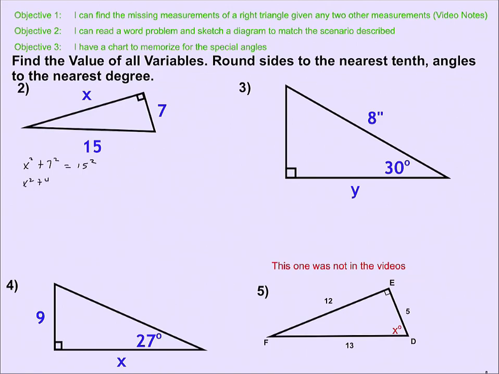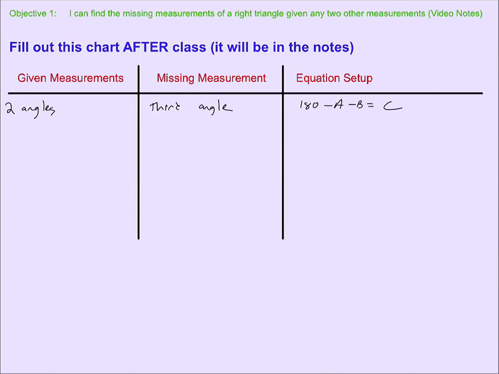So x squared plus 49 equals 225. It is worth memorizing your perfect squares, at least through like 16 squared. There's 256. And if we subtract 49 from both sides, 225 minus 49 is 176. And so x, that missing leg, would be the square root of 176. Unfortunately, 176 is not a perfect square, but 16 does go into it 11 times. So I can write this as 4 root 11, and that would be the missing side. So this goes right onto our chart.